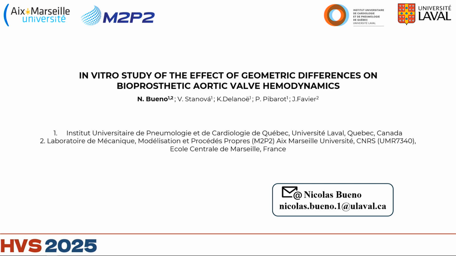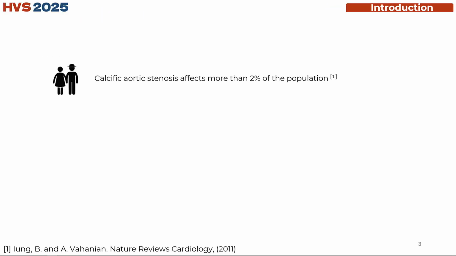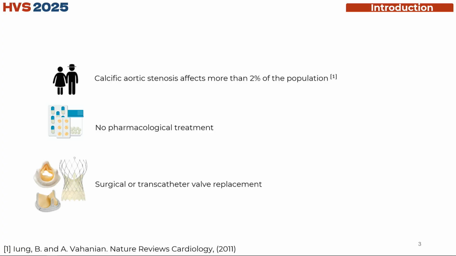So hello everyone. Today I will present our in vitro study of the effect of geometric differences on bioprosthetic aortic valve hemodynamics. Calcific aortic stenosis affects more than 2% of the population, and currently there is no medical treatment to prevent the onset or the progression of the disease. An option is to treat it with a surgical or transcatheter valve replacement.